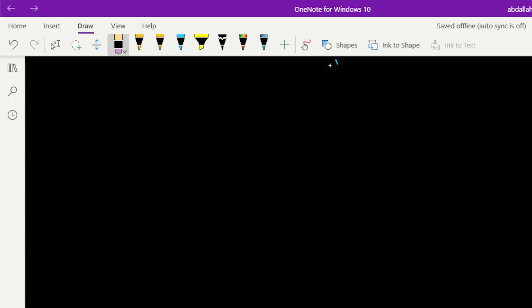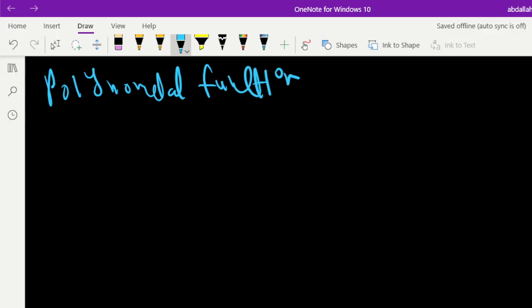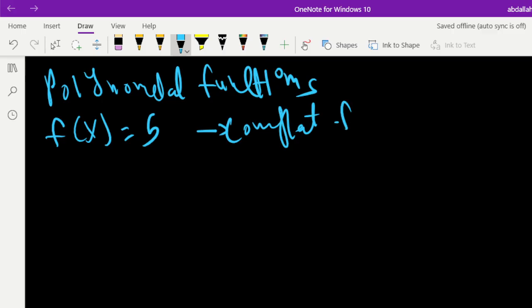So linear function. Before talking about the linear function, we have something called polynomial functions. Polynomial functions are divided into different types. We have f(x) equals 5. This is a constant function.